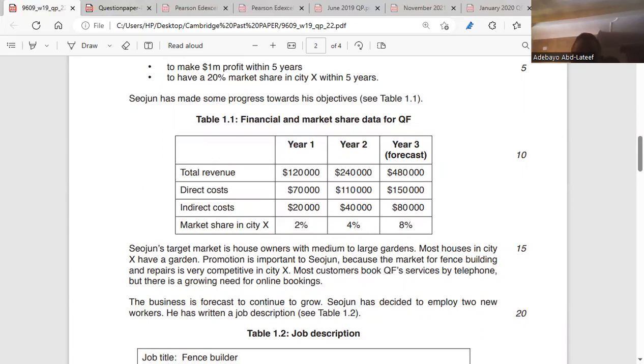Year 2. Total revenue for year 2 is 240,000, and the total cost for year 2 is 150,000. Okay. So total revenue of year 2 minus total cost of year 2 gives us 90,000. Okay. So percentage change in profit will be year 2 profit minus year 1 profit over year 1 profit, multiplied by 100. So year 2 profit is 90,000 minus year 1 profit, which is 30,000, divided by year 1 profit, which is 30,000, multiplied by 100. So we have 200%. Okay.